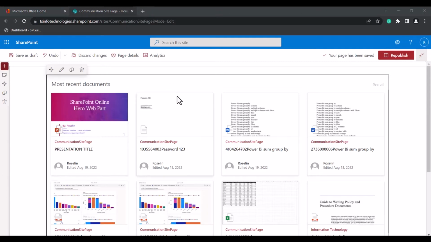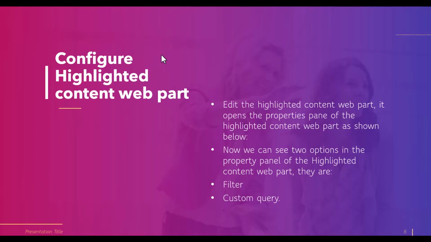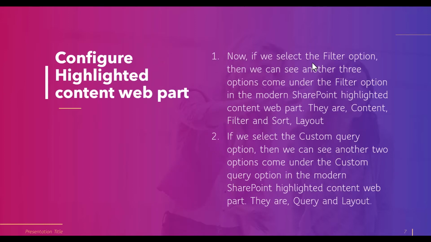Now we will see how we can edit and configure the highlighted content web part. When we edit it, by default we can see two options presented in the properties panel: one is filter and the other one is custom query. Under the filter option, if we select filter, then we can see three more options: one is content, another one is filter and sort, and the third one is the layout option. In the same way, when we select the custom query option, we can see two more options: one is query and the other one is layout.